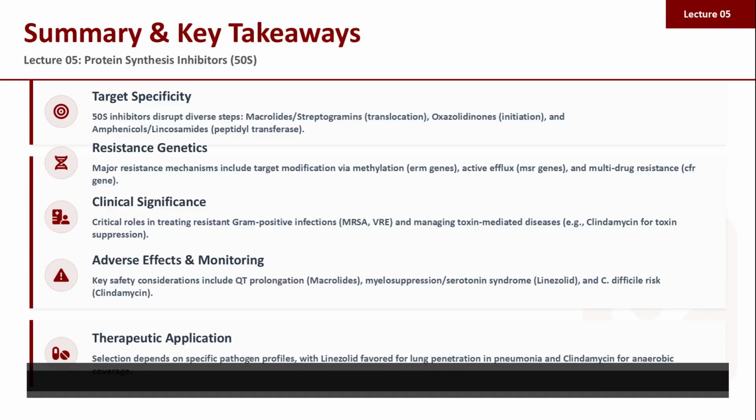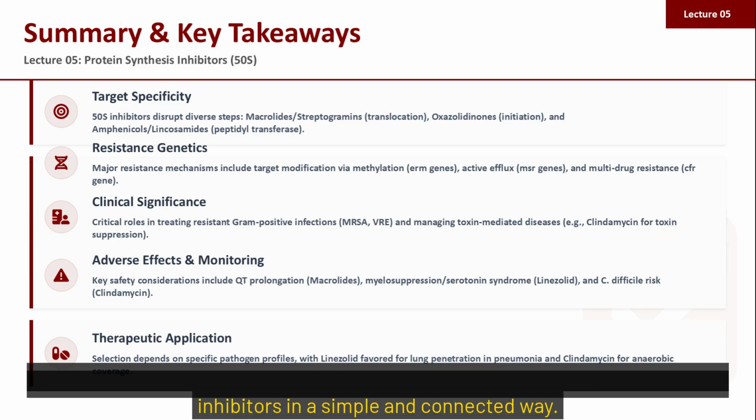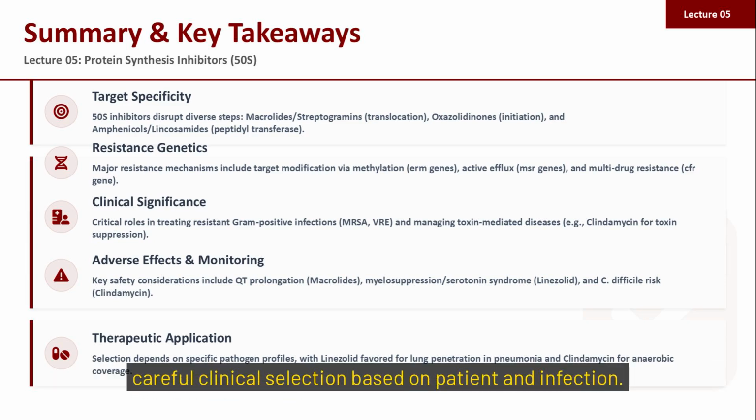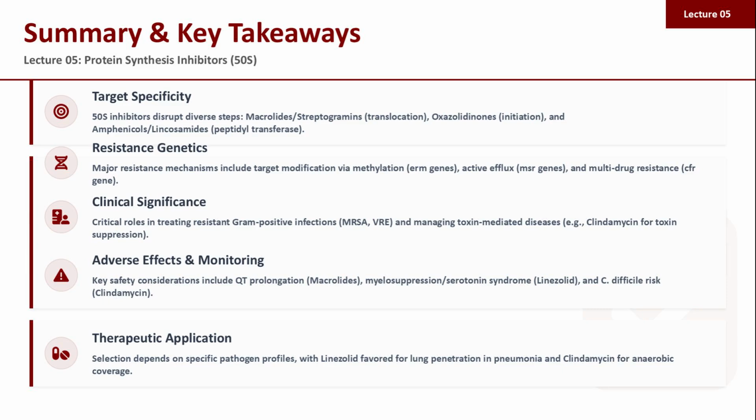Alright class, now let us summarize what we have learned about 50S ribosomal inhibitors in a simple and connected way. First, focus on target specificity. All these drugs act on the 50S ribosomal subunit, but they block different steps of protein synthesis. Macrolides and streptogramins mainly block translocation, oxazolidinones block initiation, and drugs like chloramphenicol and clindamycin inhibit peptidyl transferase. So even though the target is the same, the exact step is different.